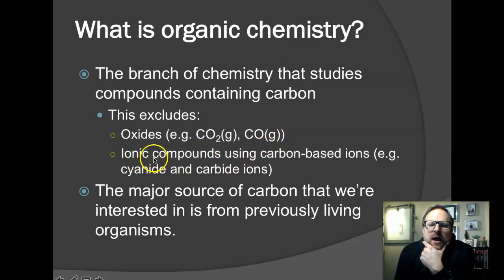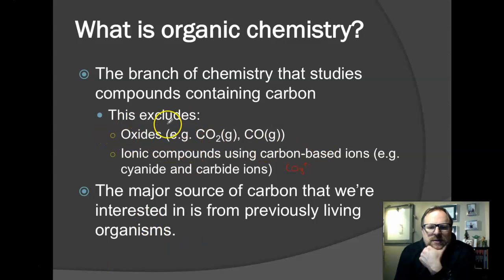And then we would say ionic compounds that use carbon-based ions, for example, the cyanide, carbide, and carbonate ions. And carbonate's an important one to remember. So carbonate is CO3, remember, 2-. Anything with the carbonate ion on it will also not be considered organic. It would be considered inorganic. So those are your examples.